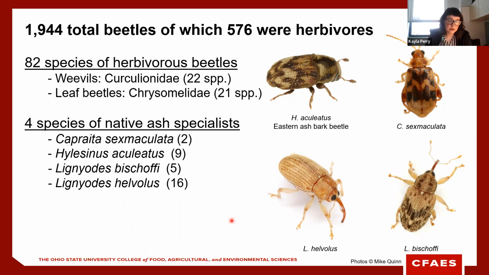In addition to these 4 native ash specialist species, we also found 15 non-native species of herbivorous beetles, like Japanese beetle, for example, that were present on these trees.